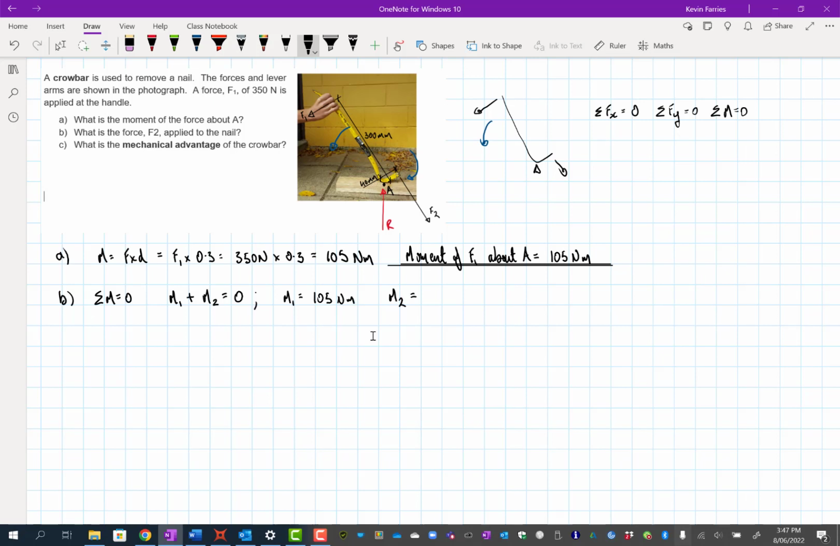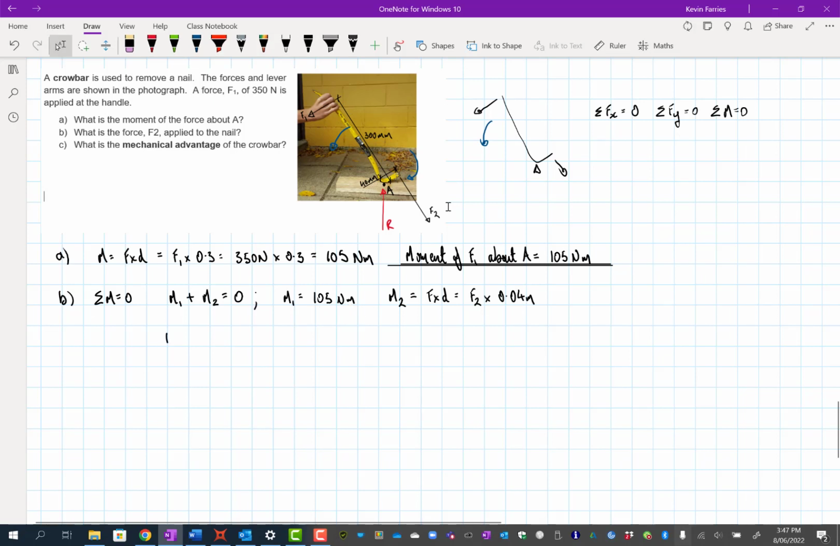M2 is force times distance, which is equal to F2 times, this time the lever arm is 40 millimeters, so the distance from this force to that support point is 40 millimeters, so that's 0.04 meters. So let's substitute those in now. So M1 is 105.